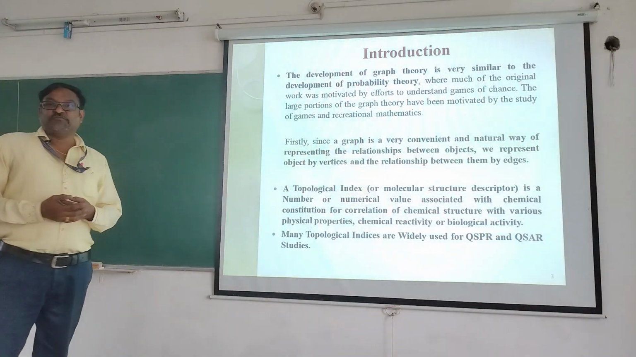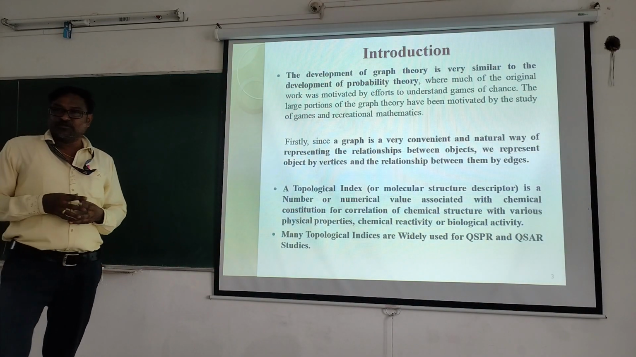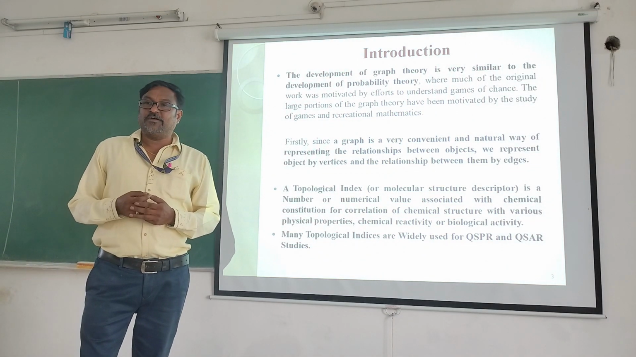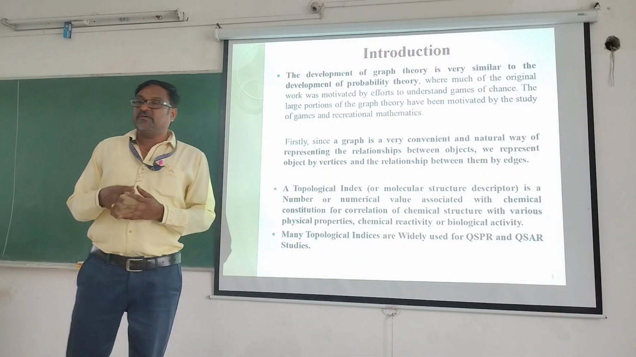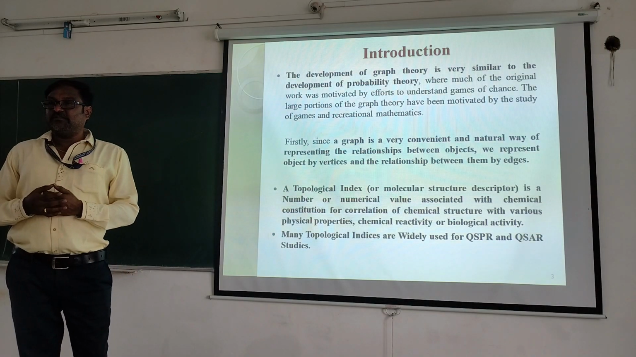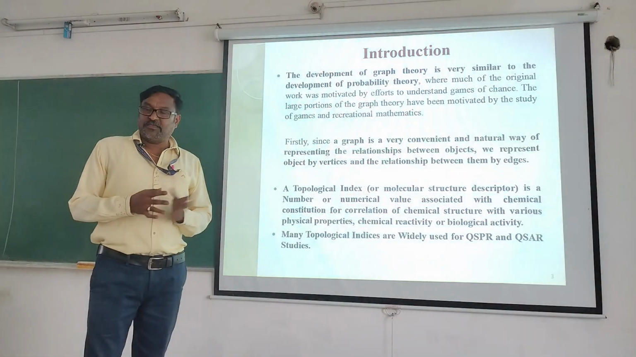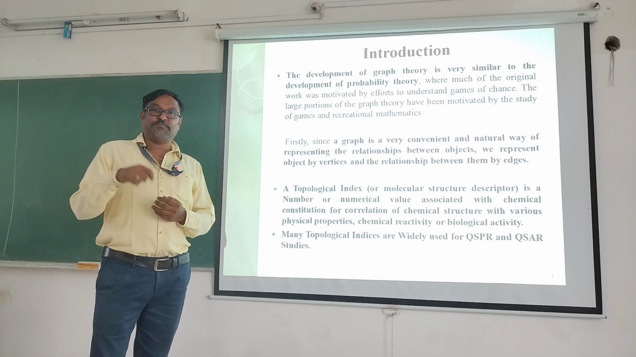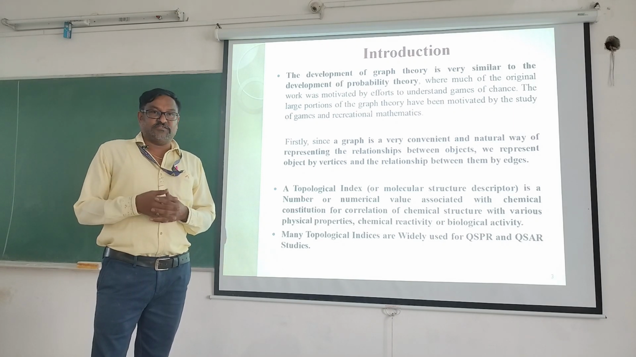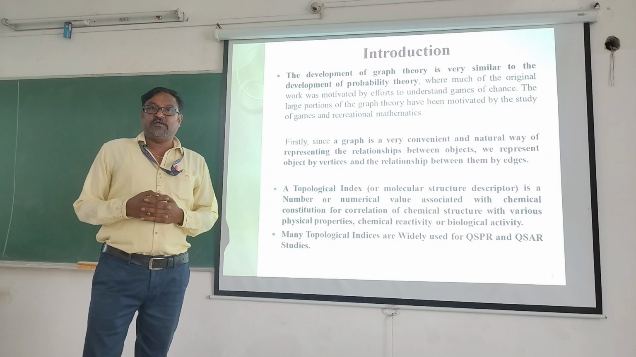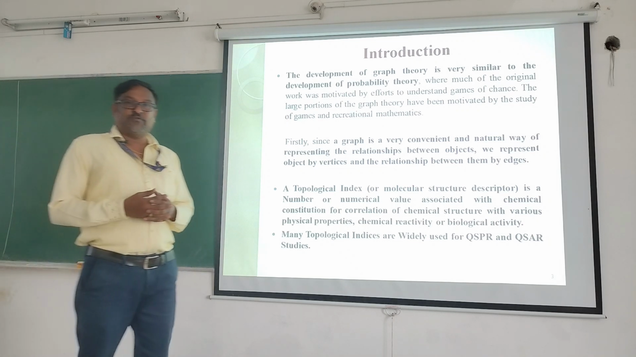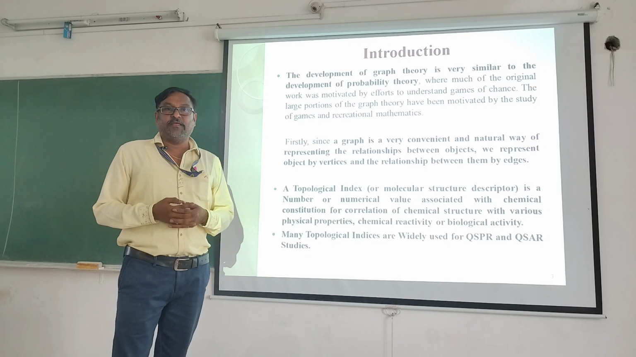The development of graph theory is very similar to the development of probability theory. As we all know, a graph is a very convenient way to represent the relationship of objects. Here we consider objects as vertices and the relationship of objects as edges. It has motivated a lot of original work, which was carried out with the help of chance of game theory.